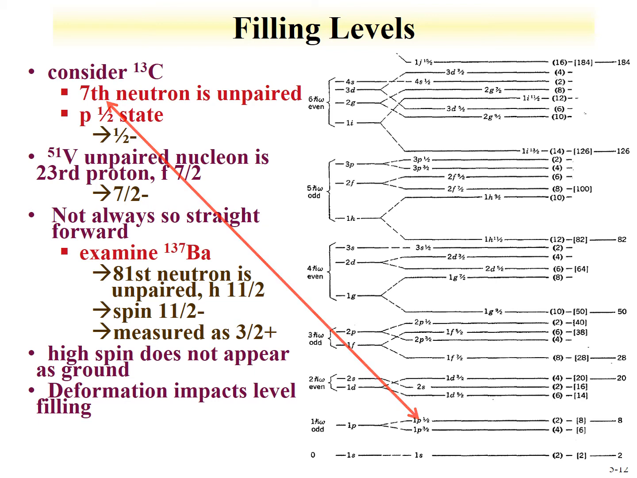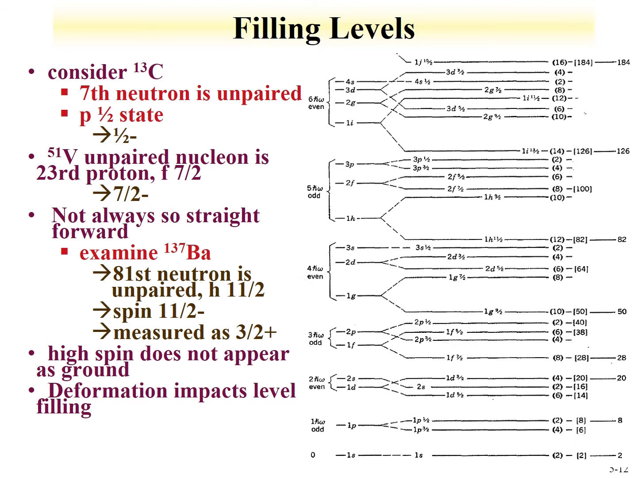Another example is vanadium-51. The odd nucleon is the 23rd proton. 20 protons fit in up to the 1d 3/2, so I can put 3 into the 1f 7/2. 1 is unpaired, so F is also negative, so we would expect vanadium-51 to have a spin and parity of 7/2 minus.